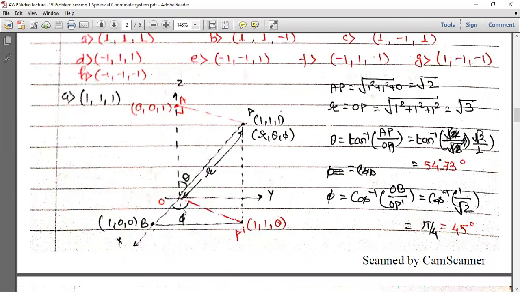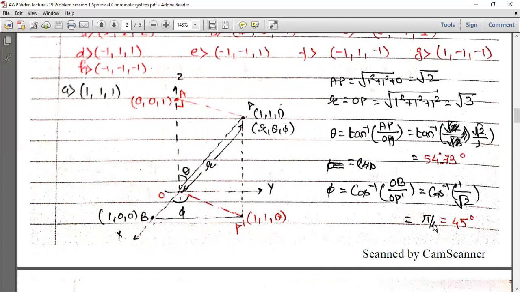Base is OB with respect to phi, and hypotenuse is OP dash. So phi will be equal to cos inverse OB upon OP dash. As you can see, OB is having a length of 1 and OP dash is having a length of square root of 2. That's why cos inverse of 1 upon root 2, which is given by pi by 4 or 45 degree.